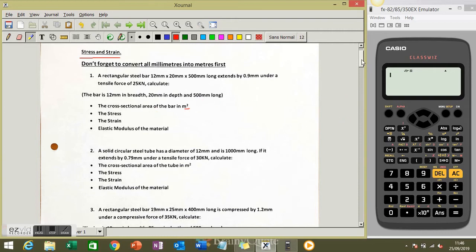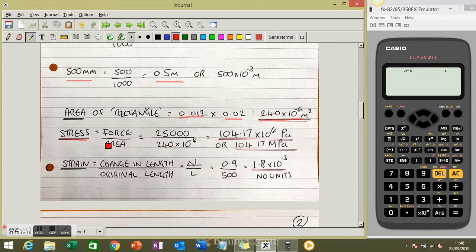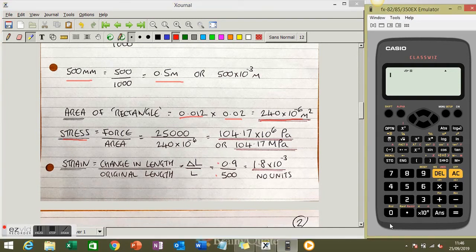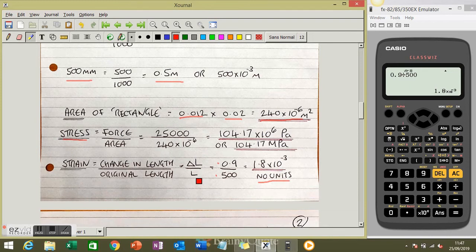0.9 of a millimeter, and its original length is 500 mil. So, strain is change in length over original length. I've kept this in millimeters. With strain, because it's a length over length, as long as they're both in the same units, it's the same difference. So I've kept them in millimeters. 0.9 divided by 500 gives me the strain, 1.8 times 10 to the minus 3. There's no units for strain, it's a length over length.